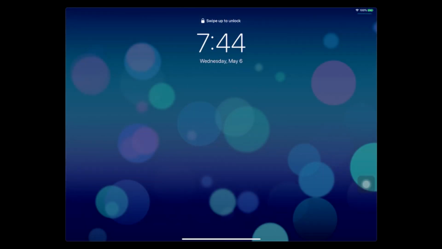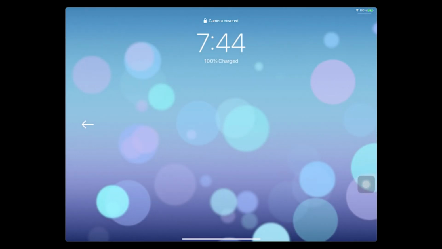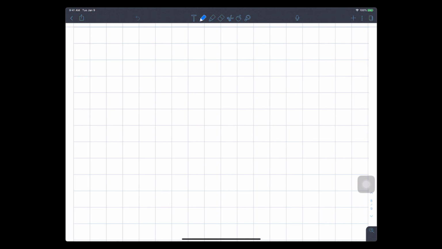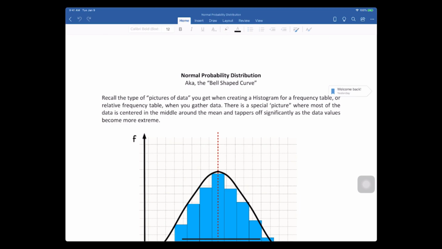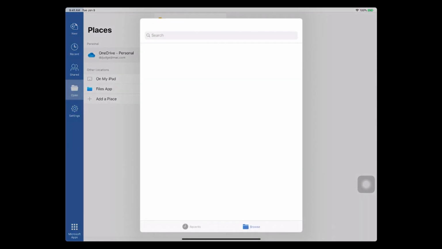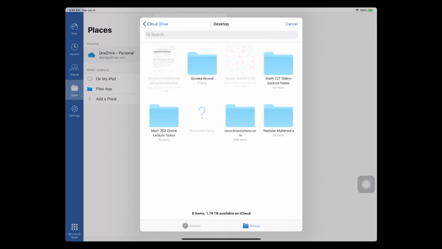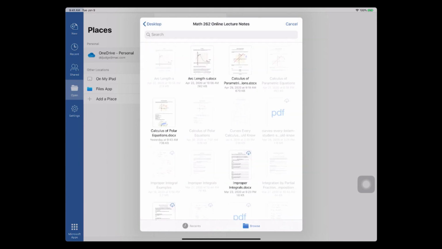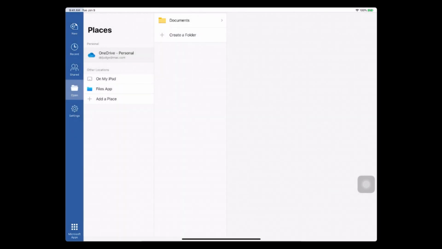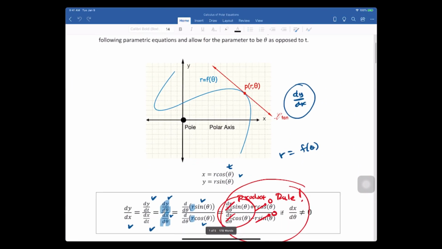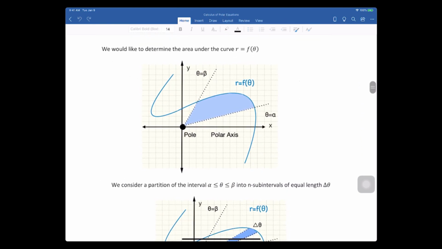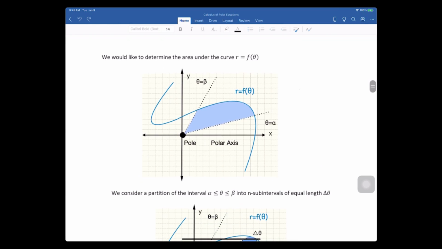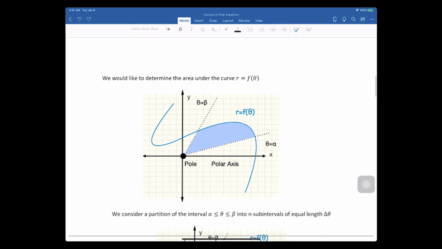Okay, so we do have some things to look at. So let's go to Word. And we don't want that. We want to go to Math 262. And you got the calculus of polar curves. So we have all these things we went with briefly yesterday. And now I want to talk about this area under the curve. This is where we want to focus today.